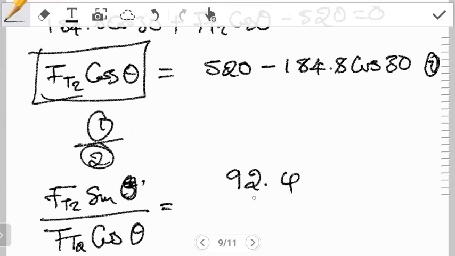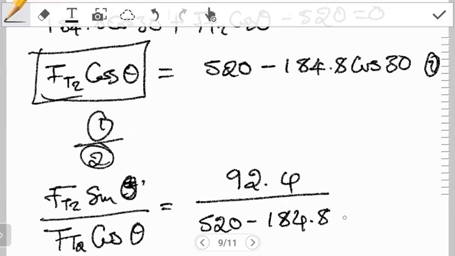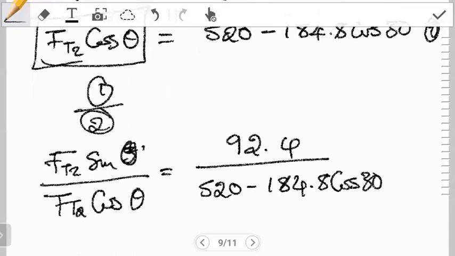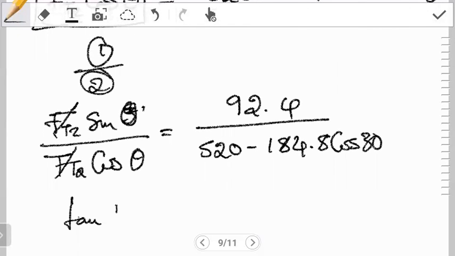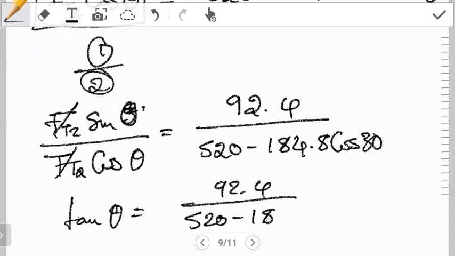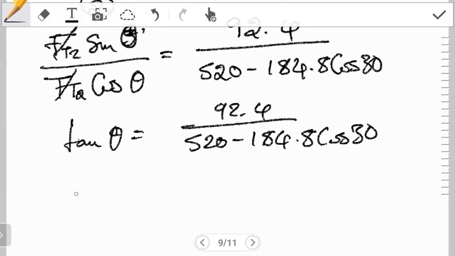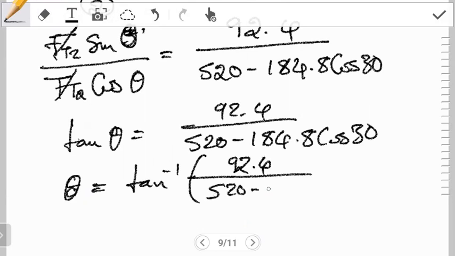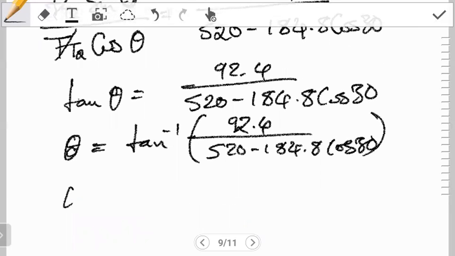and then the right-hand side is 92.4 from equation 1 over 520 minus 184.8 cos 30 from equation 2. So this and this cancel. We remain with tan theta is equal to 92.4 over 520 minus 184.8 cos 30. So from here, you get tan inverse of this. So theta is equal to tan inverse of 92.4 over 520 minus 184.8 cos 30. And if you did that, you expect to get theta as 14.4 degrees.